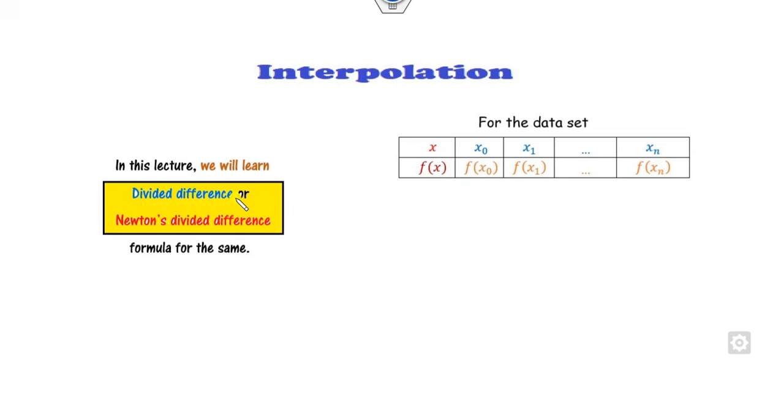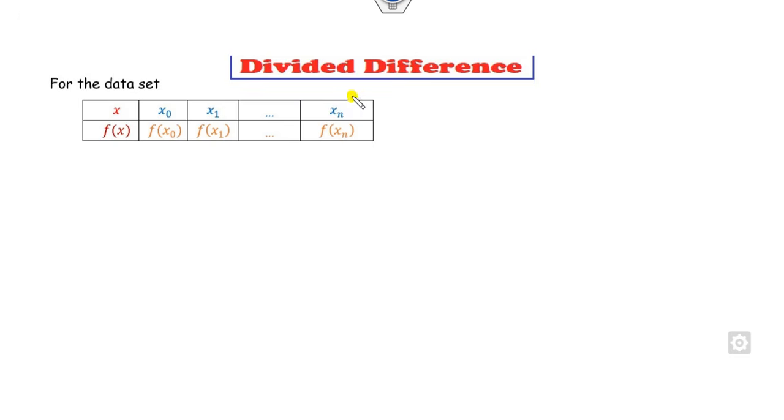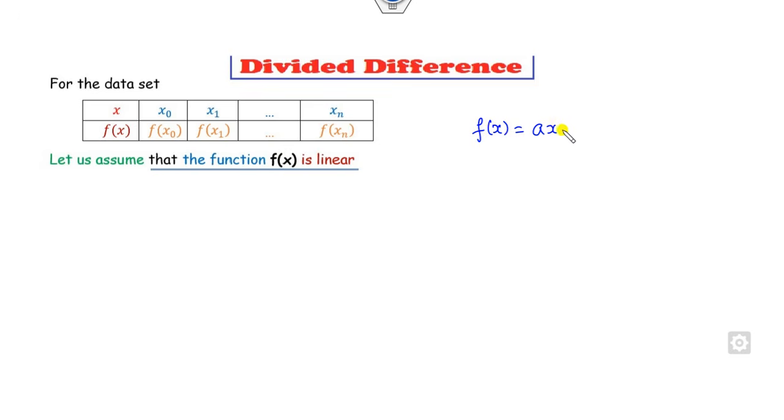Firstly, within 2 or 3 minutes, I will explain the theory behind that, and then I will come back to the 10 examples. So what is the divided difference? If you have the data set, then assume that your function is linear. What is the meaning of that? f(x) is ax plus b.